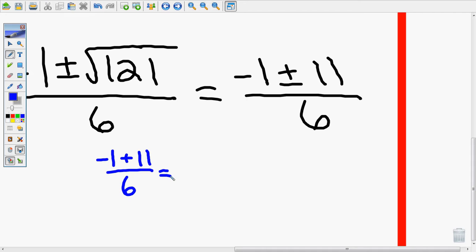5 over 3. Gives me 5 over 3. 10 over 6, which reduces to 5 over 3. So one solution is 5 over 3.